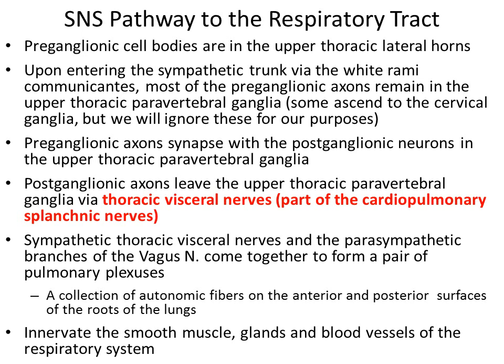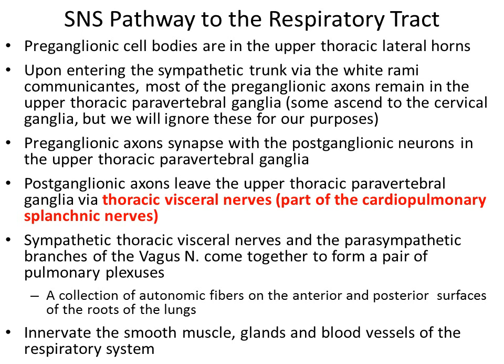Unlike the nerves going to the heart, the majority of those going to the respiratory tract stay in the upper thoracic levels of the sympathetic trunk, synapsing on the postganglionic neuron in an upper thoracic paravertebral ganglion. The postganglionic neurons then leave the sympathetic trunk via the thoracic visceral nerves, the other subpart of the cardiopulmonary splanchnic nerves. The thoracic visceral nerves then carry the postganglionic axons to the respiratory system.